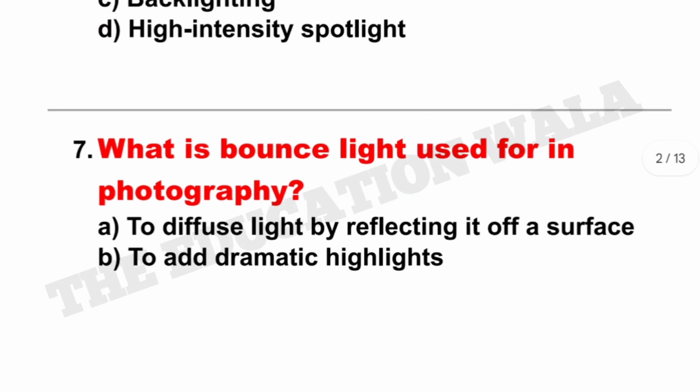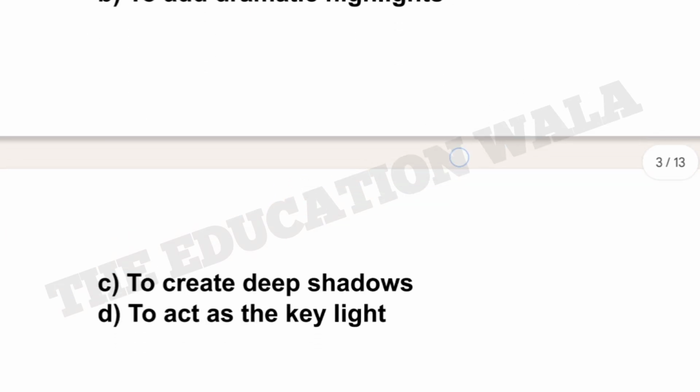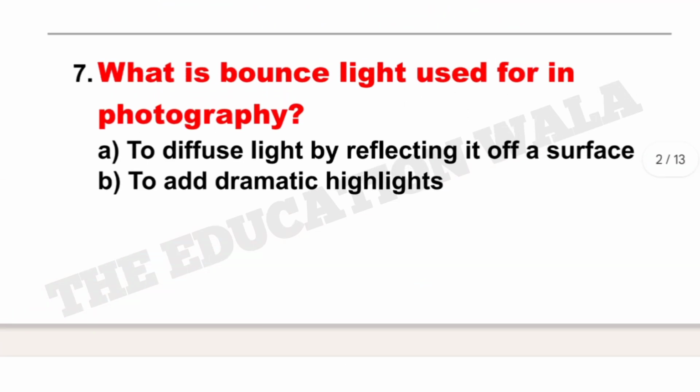Question number 7. What is bounce light used for in photography? Option A: to diffuse light by reflecting it off a surface. Option B: to add dramatic highlights. Option C: to create deep shadows. Option D: to act as the key light. Right answer is to diffuse light by reflecting it off a surface.